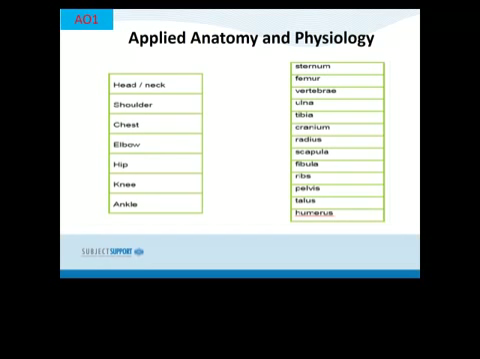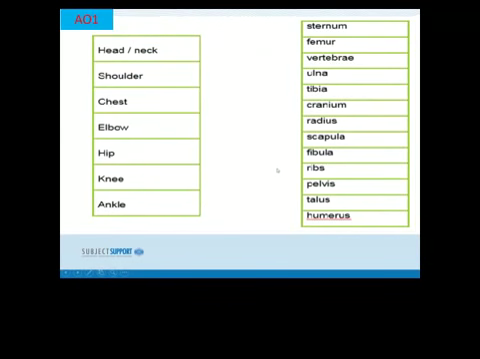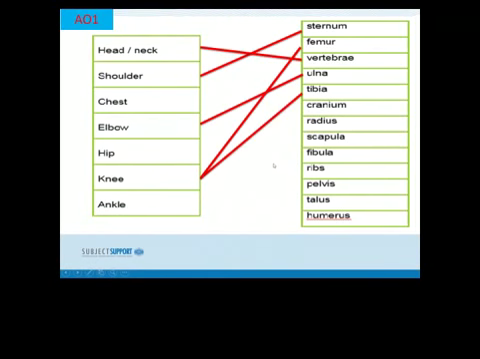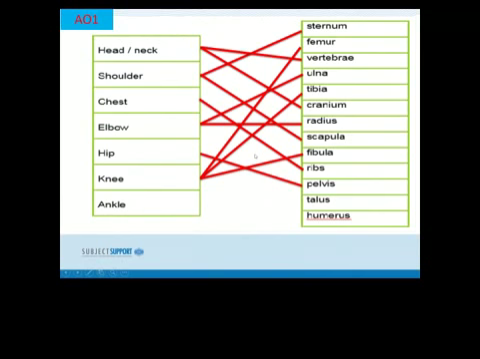Okay, so let's have a look and see how well you've done first of all. So this is basic AO1 recall at the moment. Sternum, you should have linked at the shoulder, femur at the knee, vertebrae at the head and the neck, ulna at the elbow, tibia at the knee, cranium at the head and neck, radius at the elbow, scapula at the shoulder, fibula at the knee, ribs at the chest, pelvis also meets at the hip, or is the hip really. The talus is in the ankle, and the humerus is at the elbow.